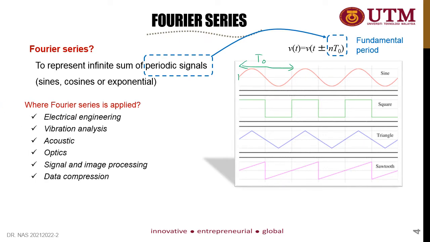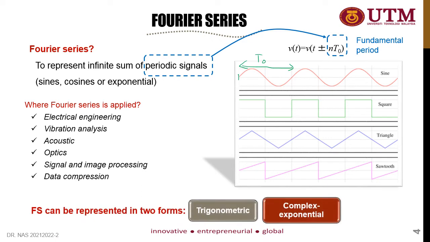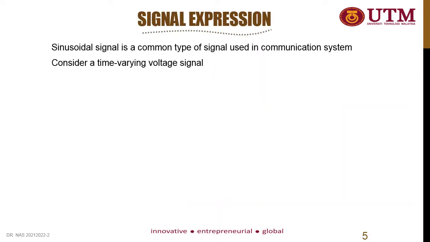So Fourier series is commonly used in various applications such as listed, and Fourier series can be represented in two forms, either in trigonometric or complex exponential form. Okay, sinusoidal signal is a common type of signal used in communication systems, either in sine or in cosine function.